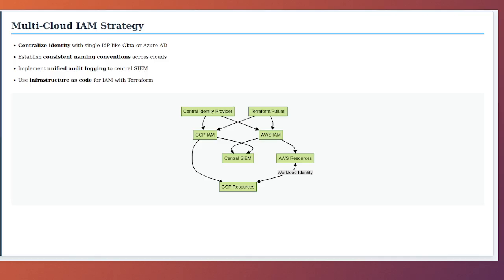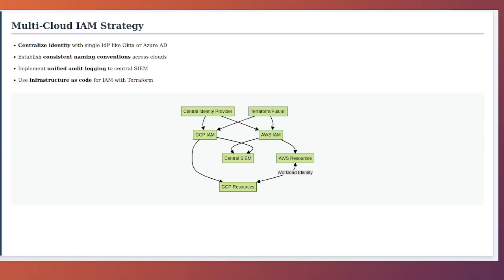Second, establish consistent naming conventions. Use the same names for equivalent roles and groups across both platforms. If you have a group called Platform Admins in your identity provider, map it to similarly named IAM constructs in both clouds. This makes it easier to audit who has access to what.